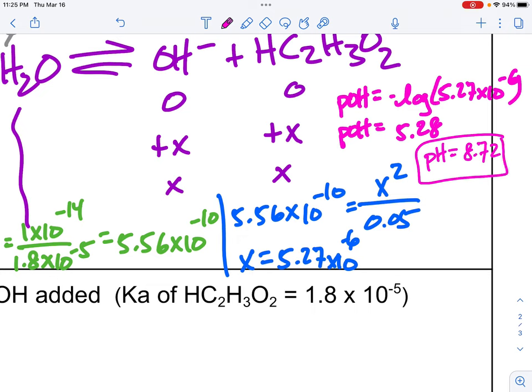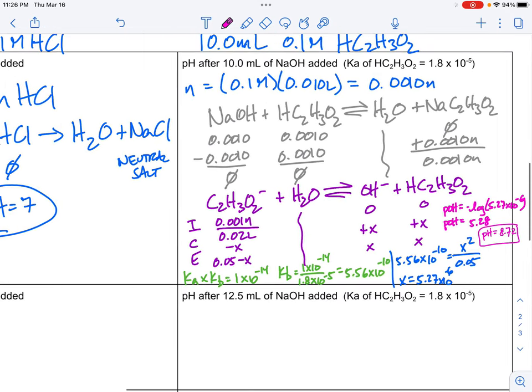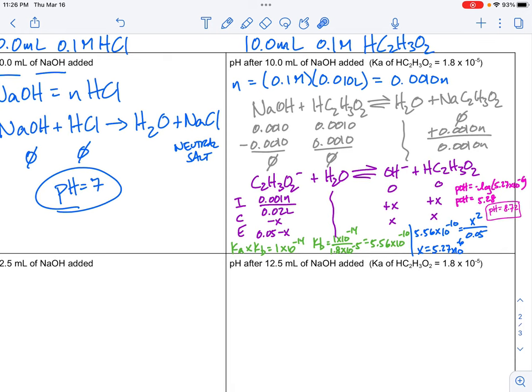And so that is our pH, and that's actually the pH at the equivalence point. Okay, so it took a while to get there, but that's the idea. If we compare and contrast, for our strong acid and strong base, pH is 7 because we made water and a neutral salt. For our strong base and a weak acid, our pH is almost close to 9, 8.7, because we made a conjugate base in the reaction.